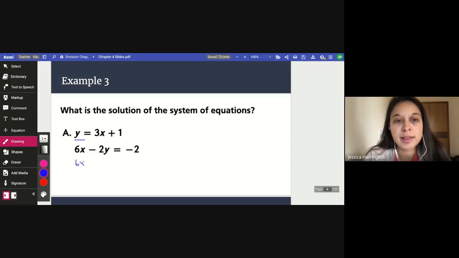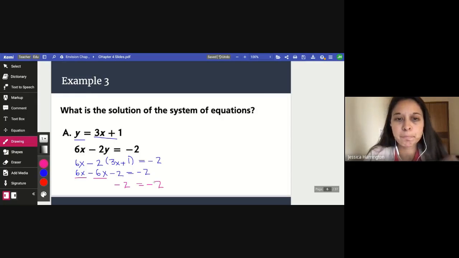I'm going to write 6x minus 2y equals -2. Now, instead of this y, I'm going to substitute all of this in. So that's 6x minus 2 times 3x plus 1 equals -2. Now let's distribute. I have 6x, minus 2 times 3x is minus 6x. Minus 2 times positive 1 is minus 2, equals -2. Now let's solve for x. I can combine my like terms. I have 6x and minus 6x. Well, 6x minus 6x is 0x. It's just 0, so that goes away, and I just have -2 equals -2.